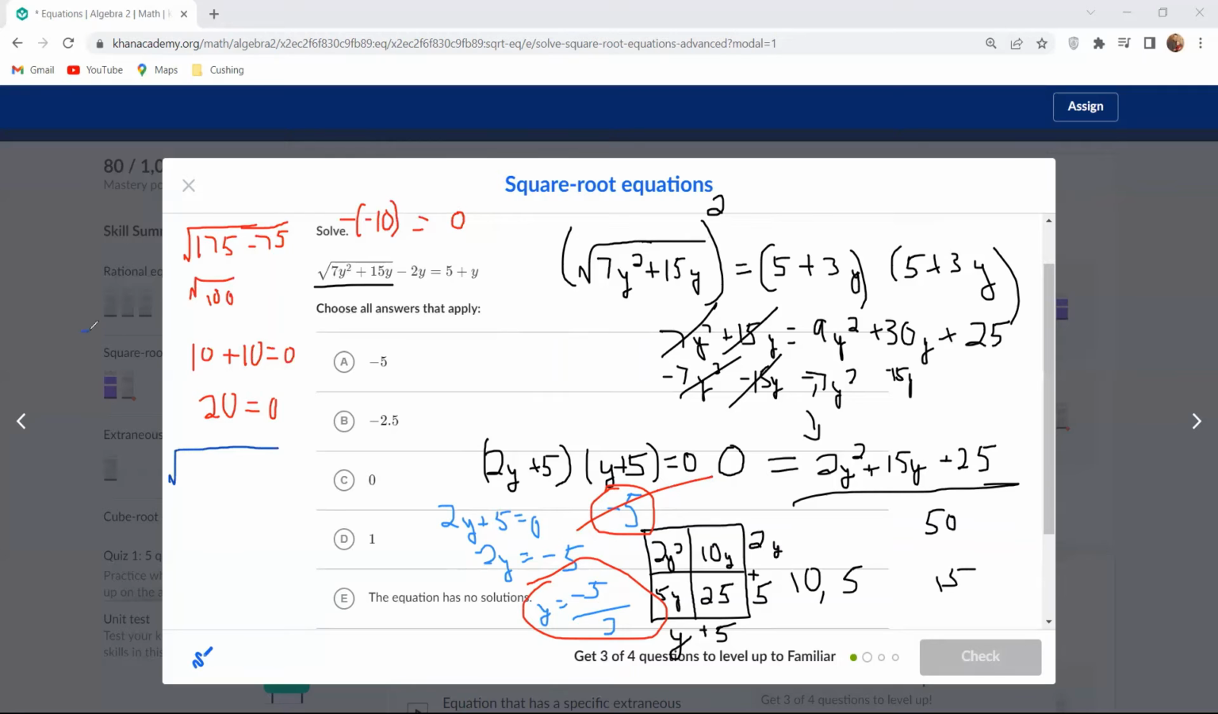-5 over 2 times -5 over 2, that's going to give us positive, and I'll multiply the top and bottom. So -5 over 2, I'm sorry, just a ton of stuff here. -5 over 2. So if I multiply these, they're going to be positive, and I'm going to get 25 over 4. So that's y squared, and it's multiplied by 7. So that's 175 over 4, and that is ugly, but it is what it is. 175 over 4 plus 15 times -5 over 2. So that's going to be -75 over 2, right? Yes, -75 over 2.